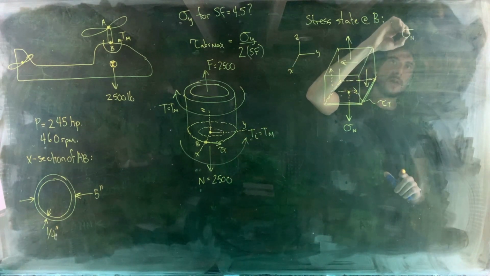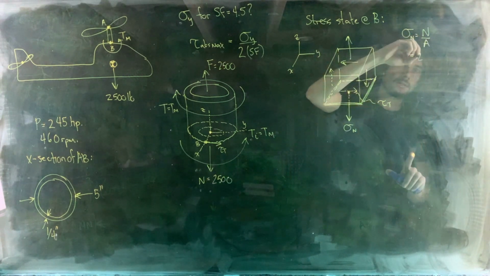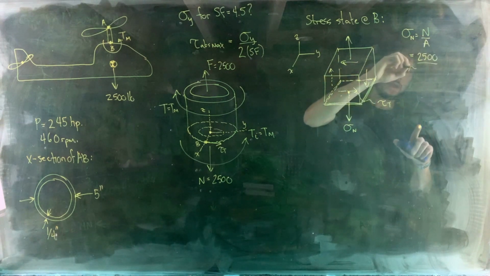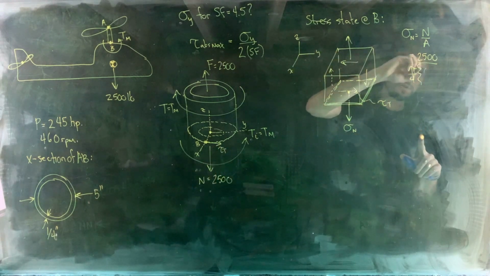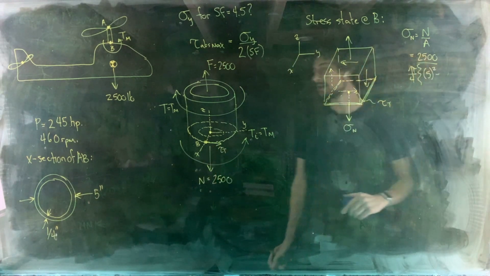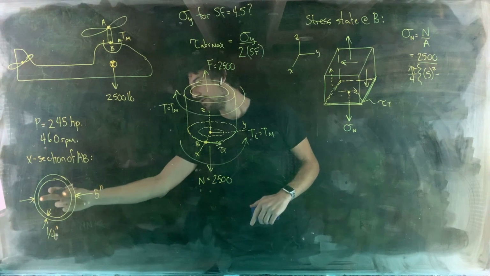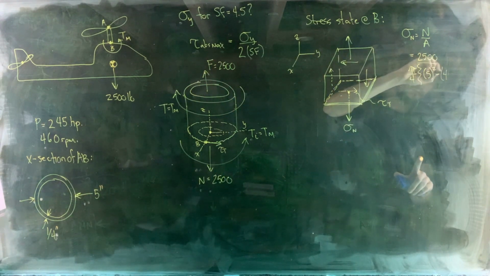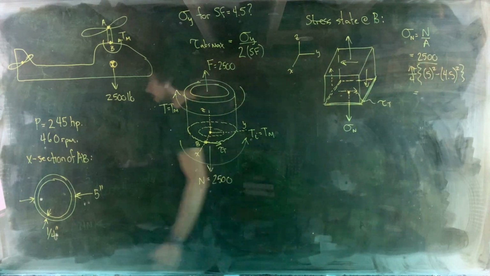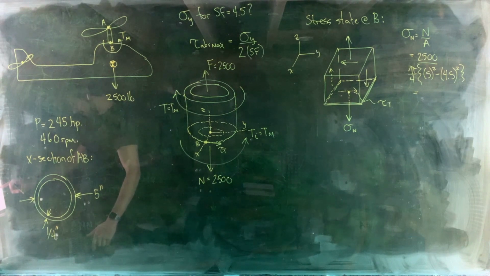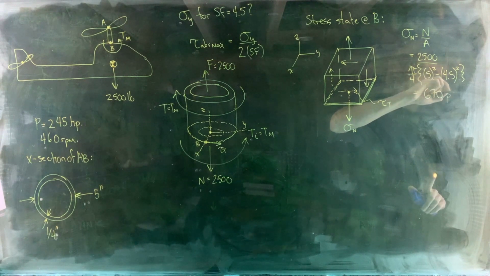So for sigma n, that's just N divided by A, which is 2,500 pounds divided by A, pi over 4, outer diameter squared, 5 squared, minus inner diameter squared, 5 minus a quarter on this side, quarter on that side. Internal diameter is 4.5, 4.5 squared. What does that give us when we do it? 670.1 psi. So 670 psi.